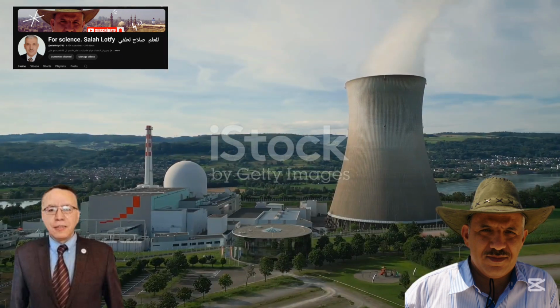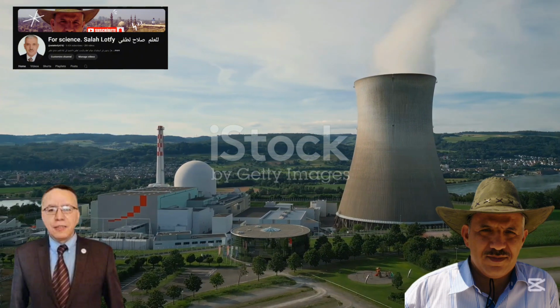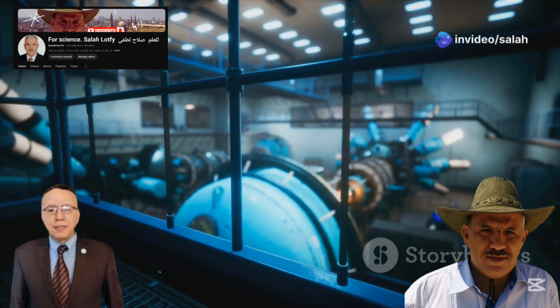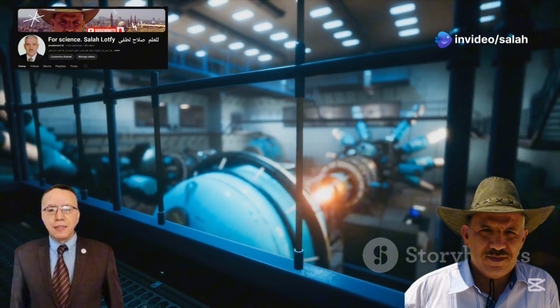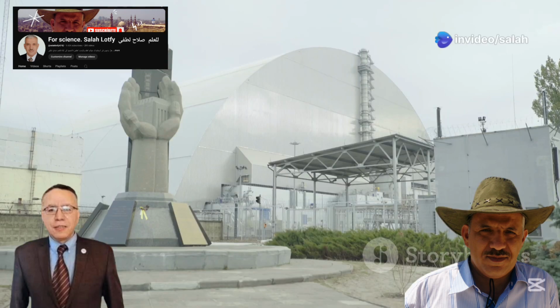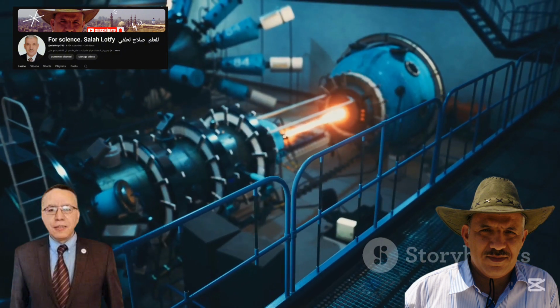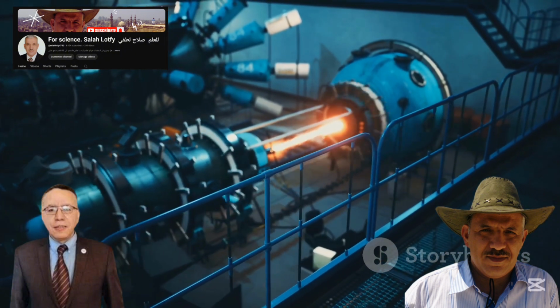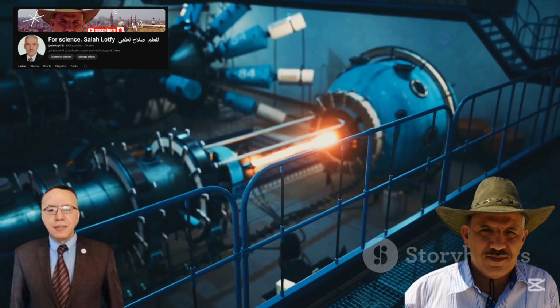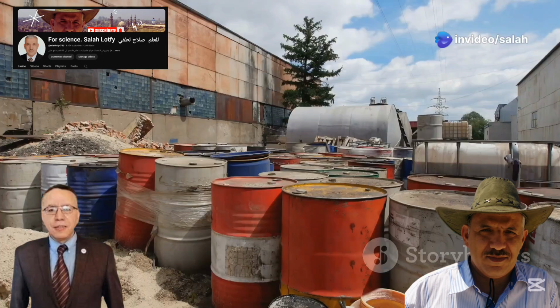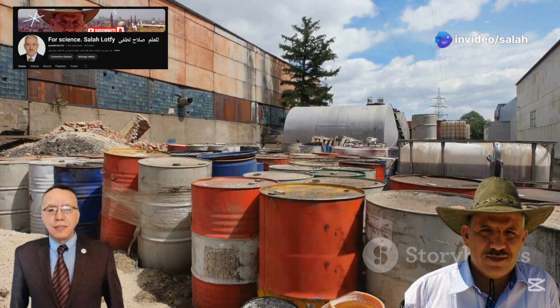Section 4. Addressing the challenges, safety, waste, and perception. Despite its many advantages, nuclear energy faces challenges that must be addressed. Accidents like Chernobyl and Fukushima have raised legitimate concerns about safety. However, it is important to note that the nuclear industry has learned from these events, implementing rigorous safety protocols and constantly striving for improvement. Waste management is another area of concern.